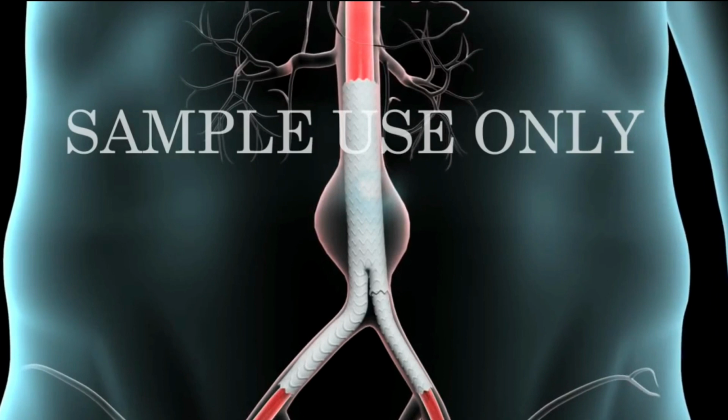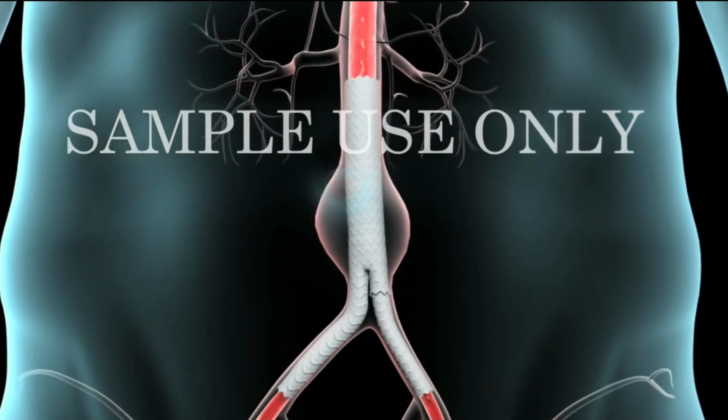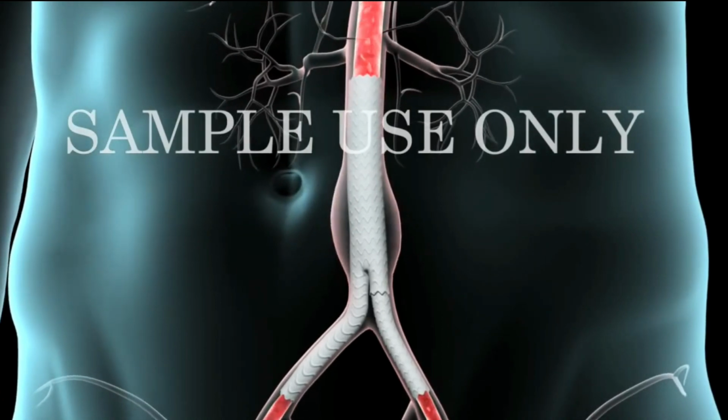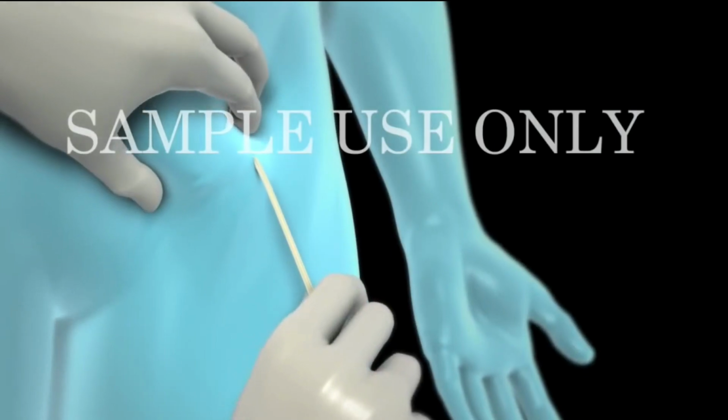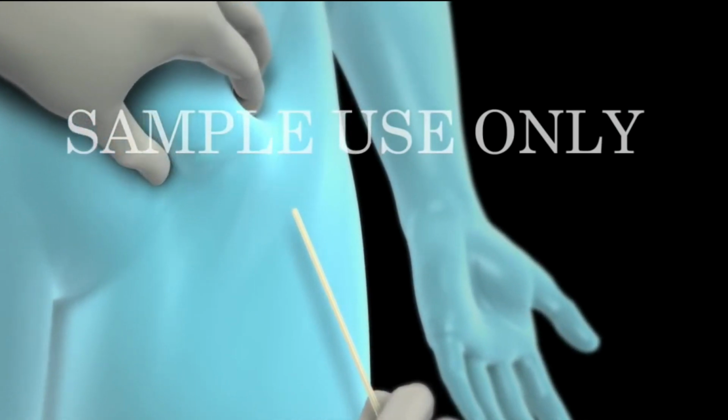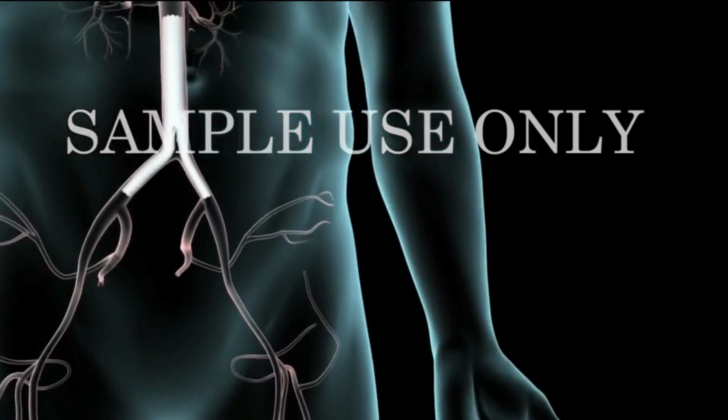Once the graft is in place, your blood will flow through it, not into the surrounding aneurysm sac, which will remove the pressure from your aneurysm. Finally, your surgeon will remove the catheters and close the incisions in your groin. The procedure will generally take 2 to 3 hours.